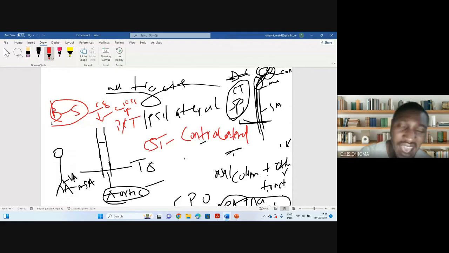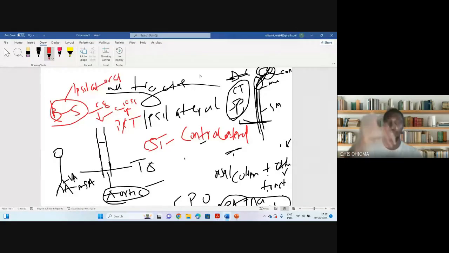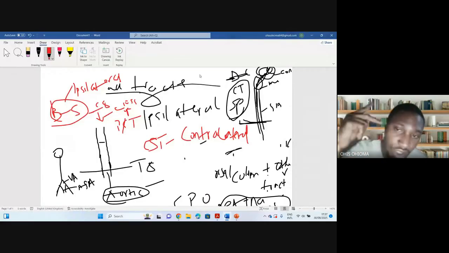Every other thing, whether above or at the level of the injury, all of them are ipsilateral. All the lesions are ipsilateral at the level of the injury. Below the lesion, it's only the corticospinal tract and the dorsal column that are ipsilateral. The spinothalamic is contralateral. So let me summarize again.